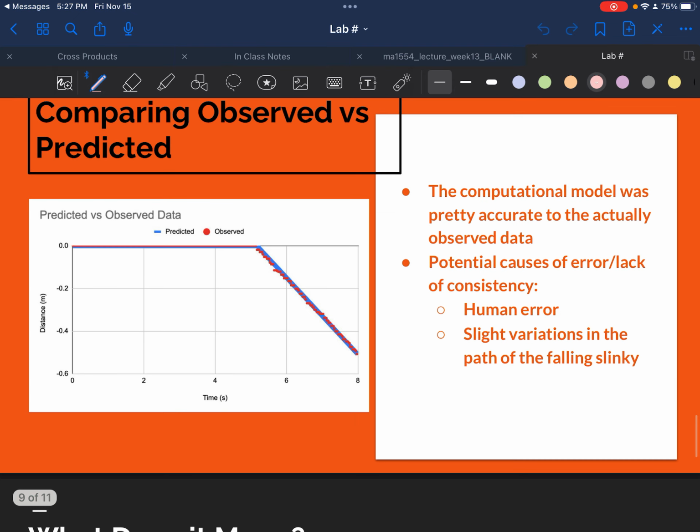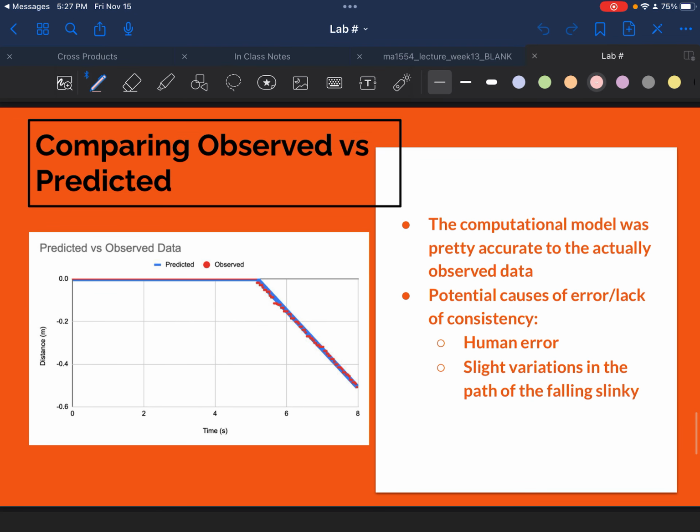And once I consolidated the data from both Tracker and GlowScript, I was able to create this graph that you see here. As indicated by my graph, the computational model was pretty accurate to the actually observed data of the slinky. However, there are still some small inconsistencies in the model versus the observed positional data, and this is most likely due to either human error, as I hand plotted the center of the system for every frame, or it could also be due to the slight variations in the path of the falling slinky.